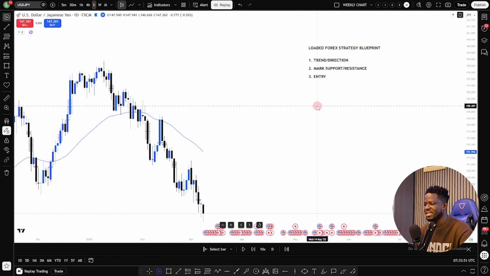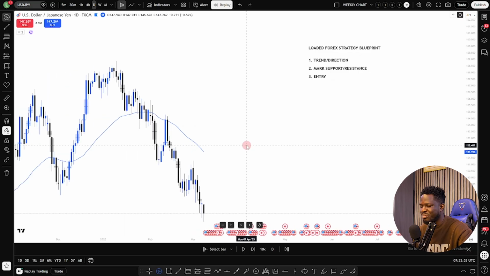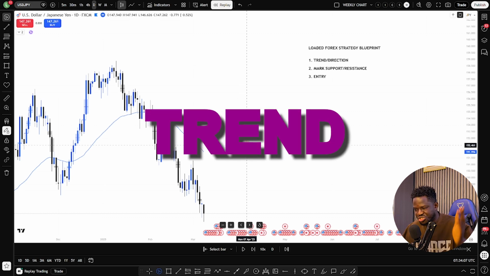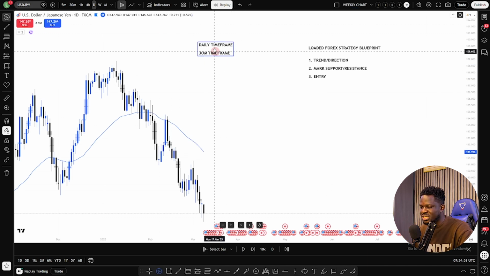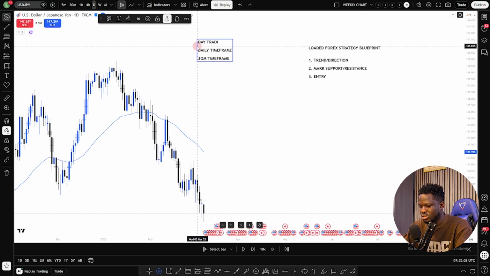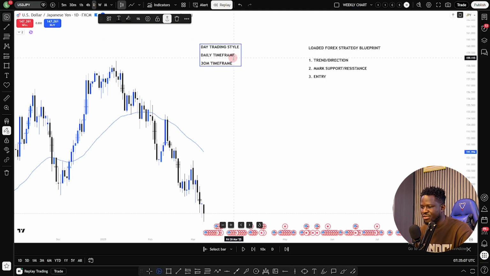If you come to the market, the first question you want to ask yourself, whatever pair you want to trade, either USDJPY, GBPUSD, or gold, or NAS 100, or Bitcoin, whatever, the first thing you must figure out is what we call trend. These are the two time frames that you need as a day trader: the daily time frame, then the 30-minute time frame.